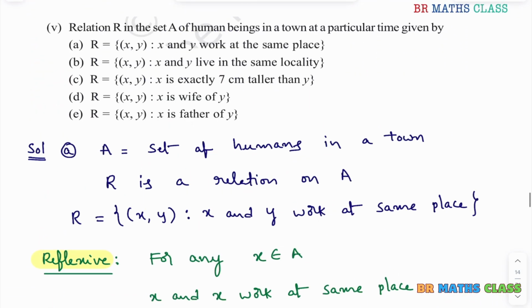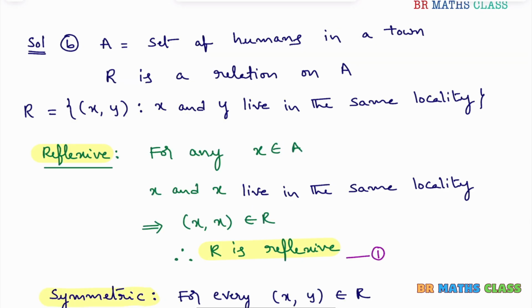If you observe the B bit, actually A bit and B bit are almost the same. You observe the A bit, they are saying that x and y work at the same place, and in this they are saying that x and y live in the same locality. So this relation is also an equivalence relation. Both are similar. Let's see the solution of this quickly. I'll quickly explain this B bit.